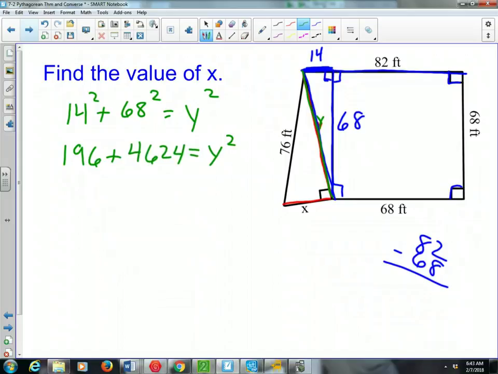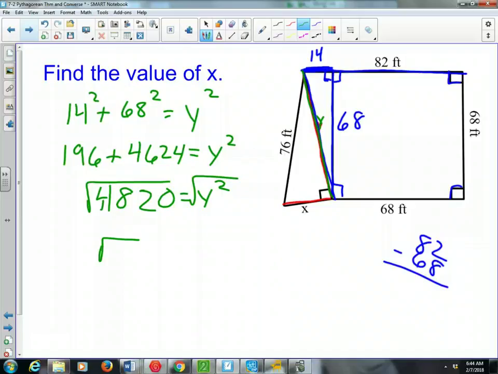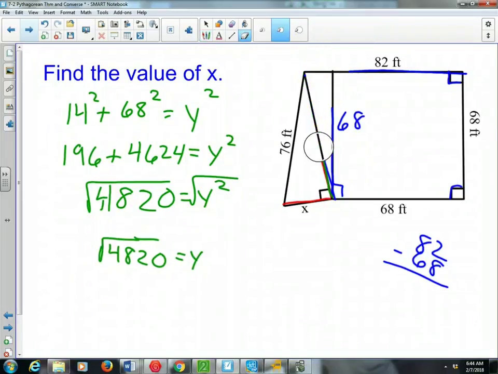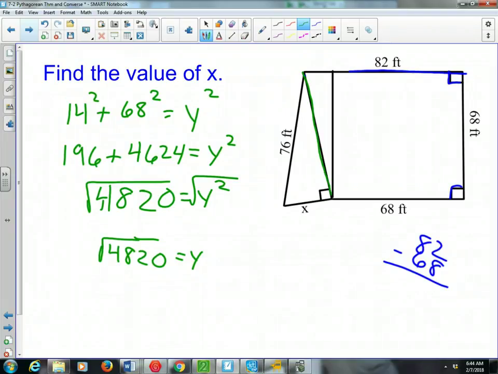We add these two up, and we get 4,820. That equals y squared. Okay, now we're going to square root, and we could reduce this radical, but for now, let's just keep it as the square root of 4,820. That equals y. So all this mess up here, I'm going to erase some of this mess so you guys can see it better. We did the Pythagorean theorem to find that this leg right there is the square root of 4,820.